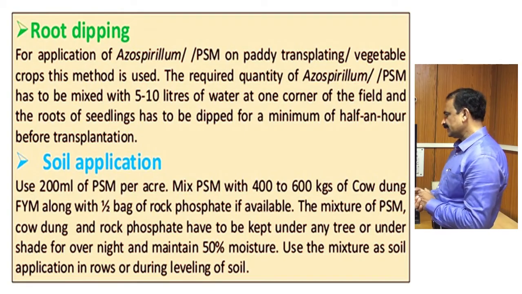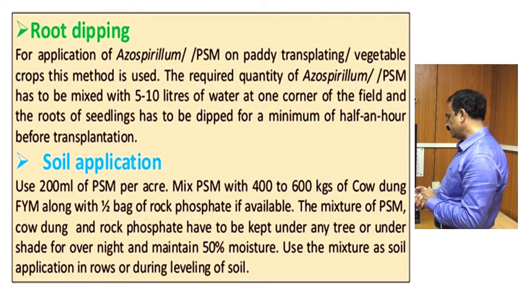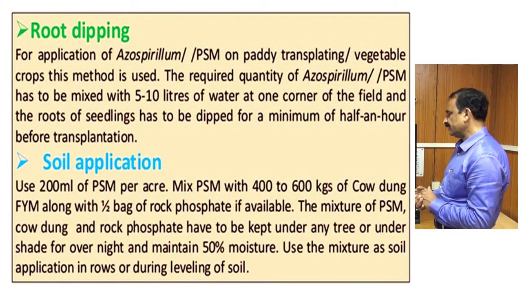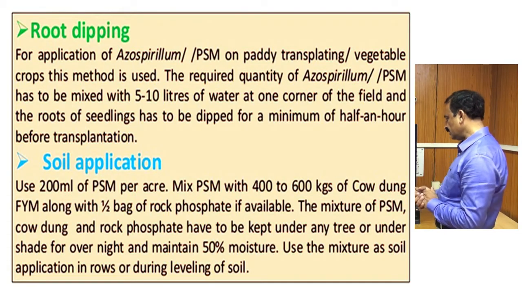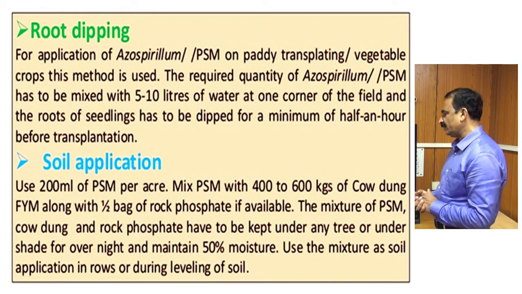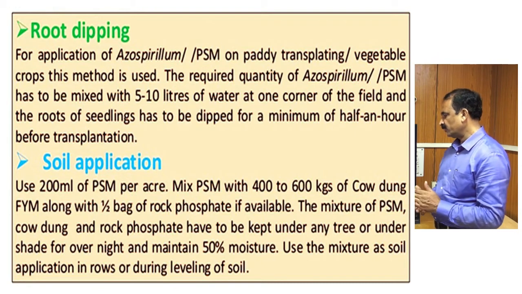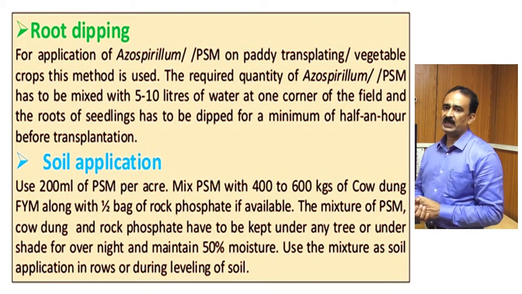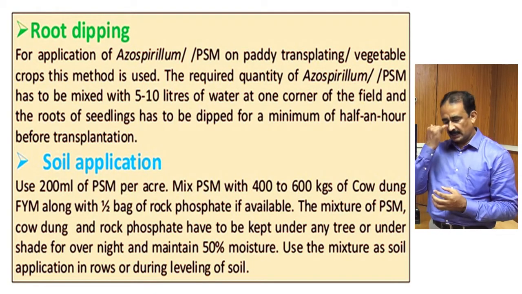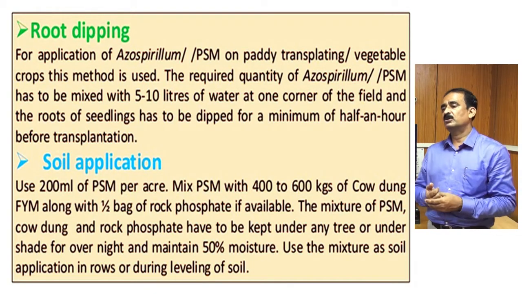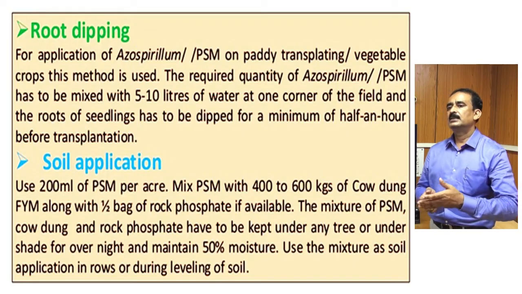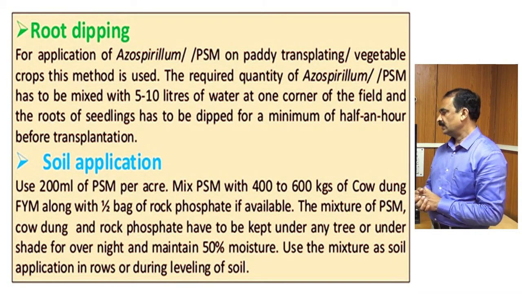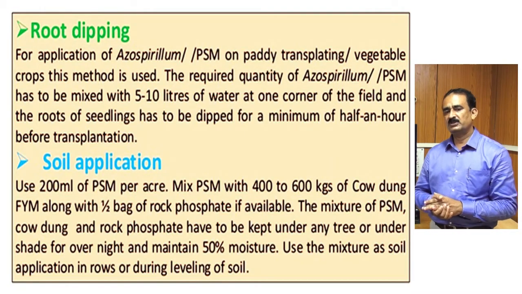The mixture of the PSM, cow dung and rock phosphate has to be kept, and maintaining the 50% moisture is very important. Use the mixture as a soil application in rows or furrows, or during leveling of the soil, that is, before plowing. At the time of plowing you can also open the furrow and apply this biofertilizer mixed with the cow dung.